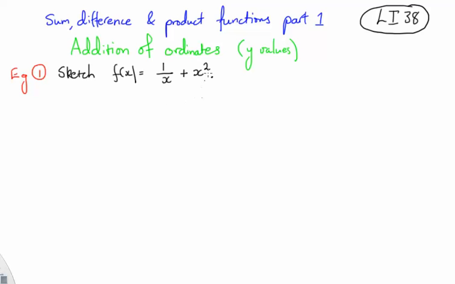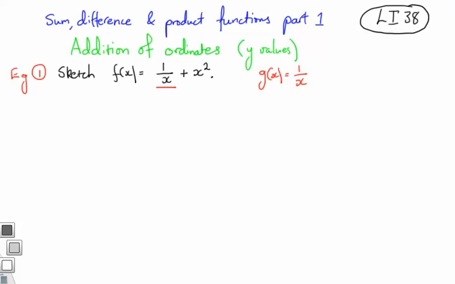This is quite tricky because we don't recognize this style of graph. Where do we see the basic shape 1 on x plus x squared? We don't. But what we can do is use the addition of ordinates method, which is kind of an approximation method, and we can sketch this. So the way to do that is to go, well, I don't recognize this entire shape, but I do recognize this one here, and I know that that is a rectangular hyperbola, so I'm going to call that g of x.